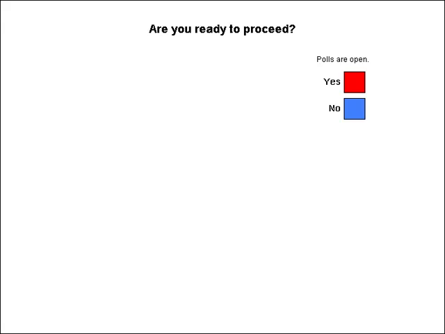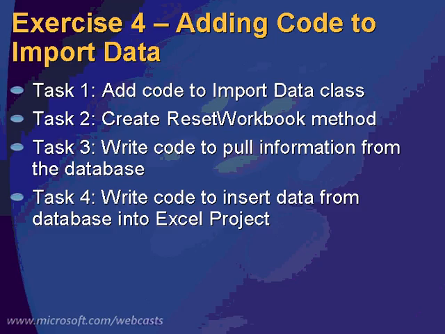Everyone, that was the end of exercises 1, 2, and 3. So now we are on to exercise 4. Here we go, adding code to import data. This is going to have 4 tasks. First task is adding code to import data class. Then we're going to create a reset workbook method. Then we're going to write code to pull information from the database. And the last task is to write code to insert data from the database into our Excel project.